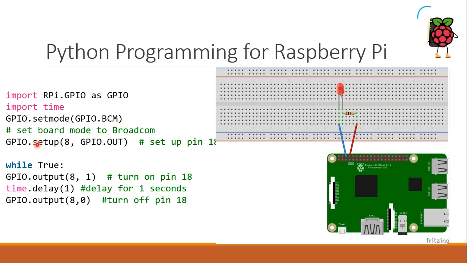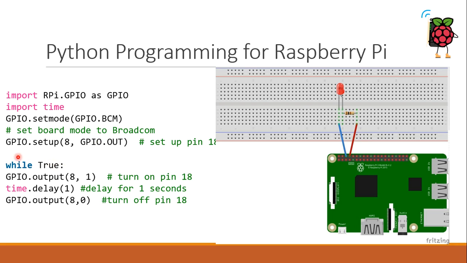Now setup. Setup means which pin I am going to use and for what purpose. There are two parameters we need to pass here. The first one is the pin number, the second one is whether it's input or output. The pin acts as an output because the LED is a type of output device. So I am setting pin number 8 as the output.